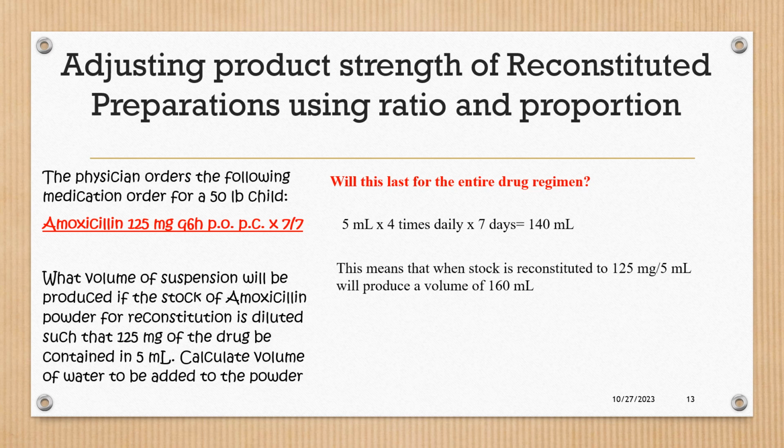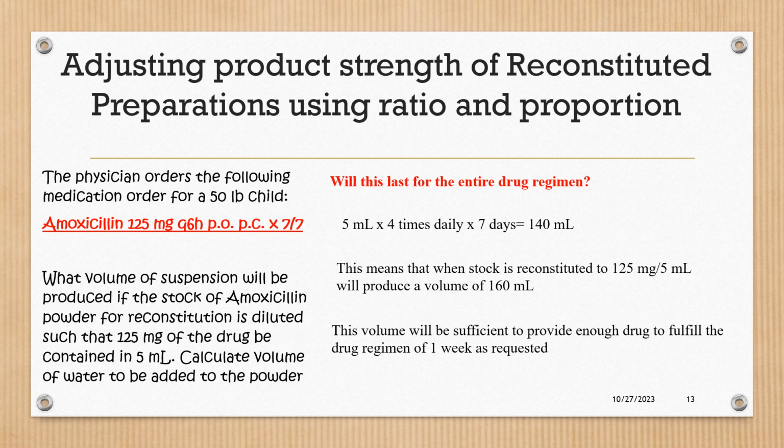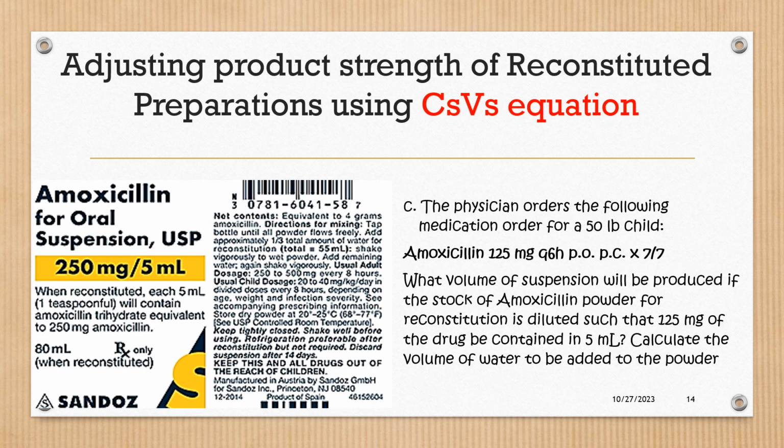Now, this means that when the stock is reconstituted to 125 mg per 5 mL, we will indeed get a total volume of 160 mL of suspension. So if you look at this in terms of whether it will cover the total amount needed for the regimen, yes, 160 mL, the patient only needs 140 mL, so that would complete the prescription.